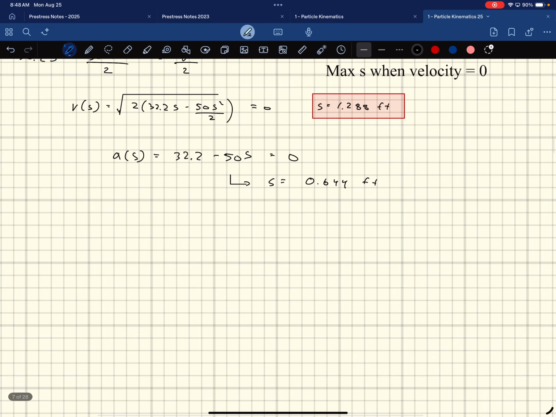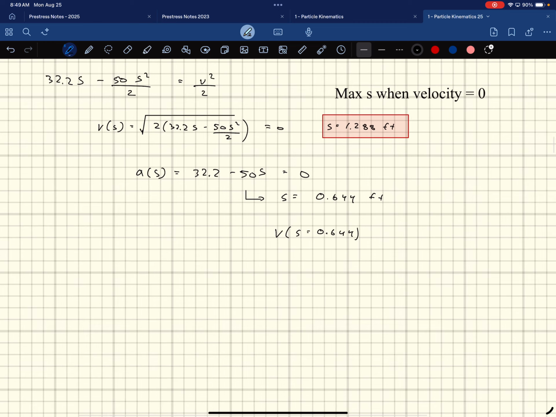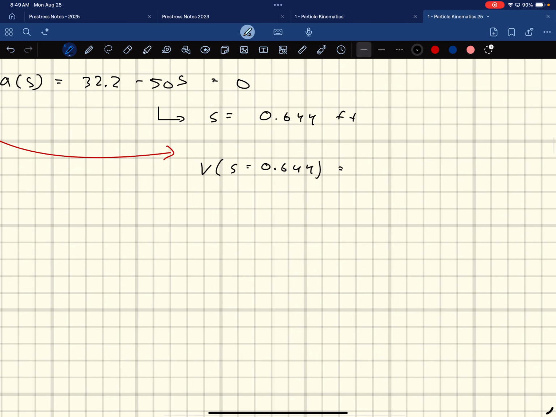That's not what they asked us for. They asked what the max velocity was. So then I come back and I do velocity as a function of s, with s equal to 0.644. This equation I'm talking about is this one right here. So I put s equal to 0.644 into this equation, and I'll make note of that right here. And what you get when you just carry out that equation is 4.55 feet per second.